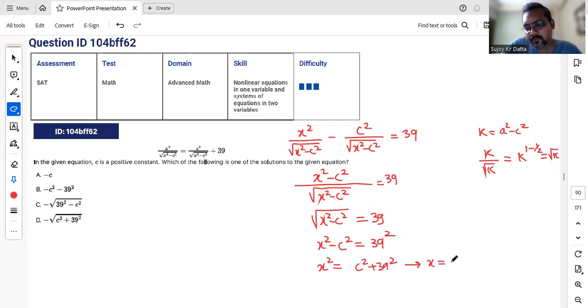That would give us x to be either the positive root or the negative. So the negative one is present here in option number 4. The fourth option is the correct answer. All right, let's go to the next question.